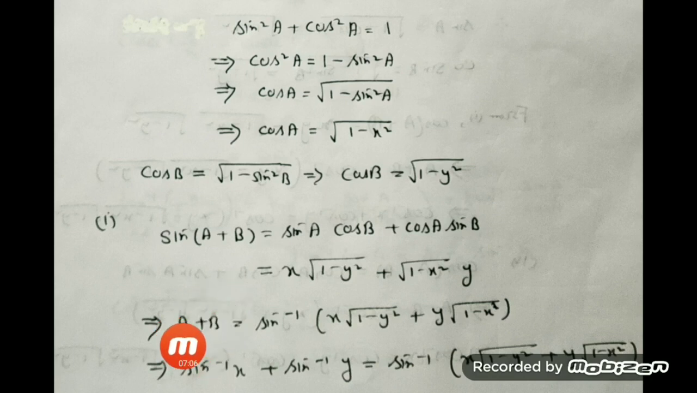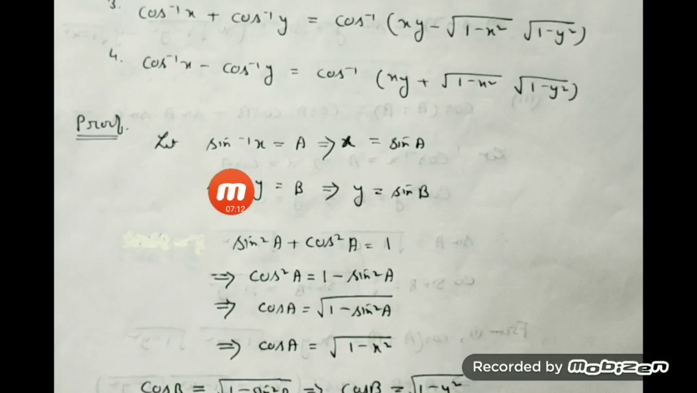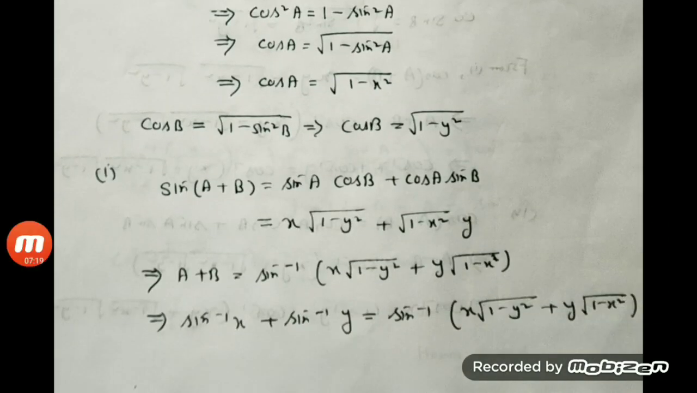Now you put the value of A and B. What is your A? You have already considered. Just a minute. Okay, your A is sin inverse of x and B is sin inverse of y. So substitute it. Sin inverse of x plus sin inverse of y is equal to sin inverse of x into under root of 1 minus y square plus y into under root of 1 minus x square. And this completes the proof of the first question. Hope you understand. A few similar questions I will discuss here again.